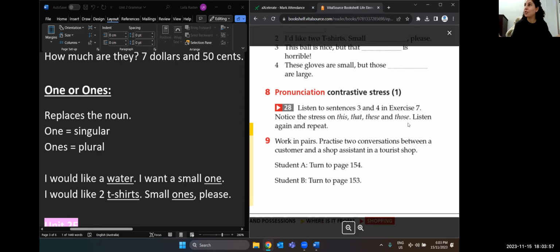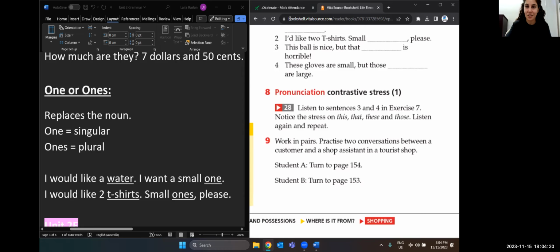Okay, so we're going to get into groups, into pairs, and we're going to do number 9. So you're going to turn your page. One of you is going to be student A, and the other student B. You're going to turn to page 154. Student B, turn to page 153, and just follow the instructions. So let's get into groups, and we'll do that, and then we'll come back and talk about it.